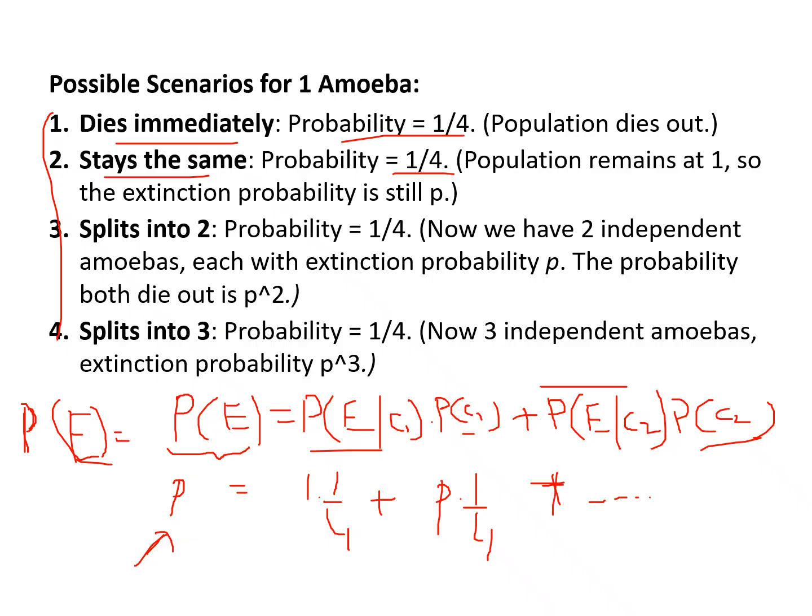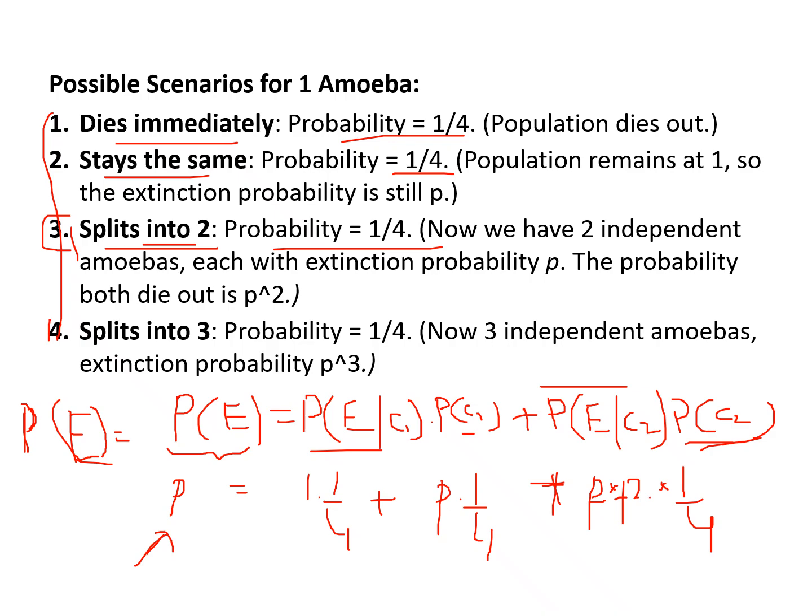plus similarly expanding this into the third condition that it splits into two. What's the probability of extinction? If it splits into two, we'll have two different amoeba. Each of them behave independently. So the probability of extinction would be P times P. And what's the probability of this third condition? That it splits into two, 1/4.